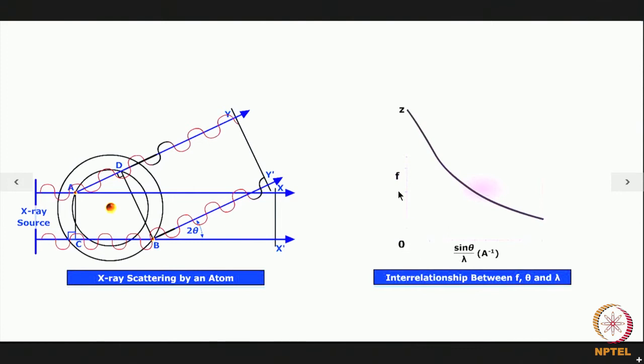So, what we find is that f varies in this fashion, and when theta is equal to 0, which means the forward direction, we are over here, at this origin. And at this origin, what is the value of f? It is equal to Z. So, you see that only if you consider scattering in the forward direction is the atomic scattering factor of an element equal to its atomic number. When we consider scattering in any other direction, that means theta other than 0, you will find the atomic scattering factor is lower than in the case of scattering in the forward direction.